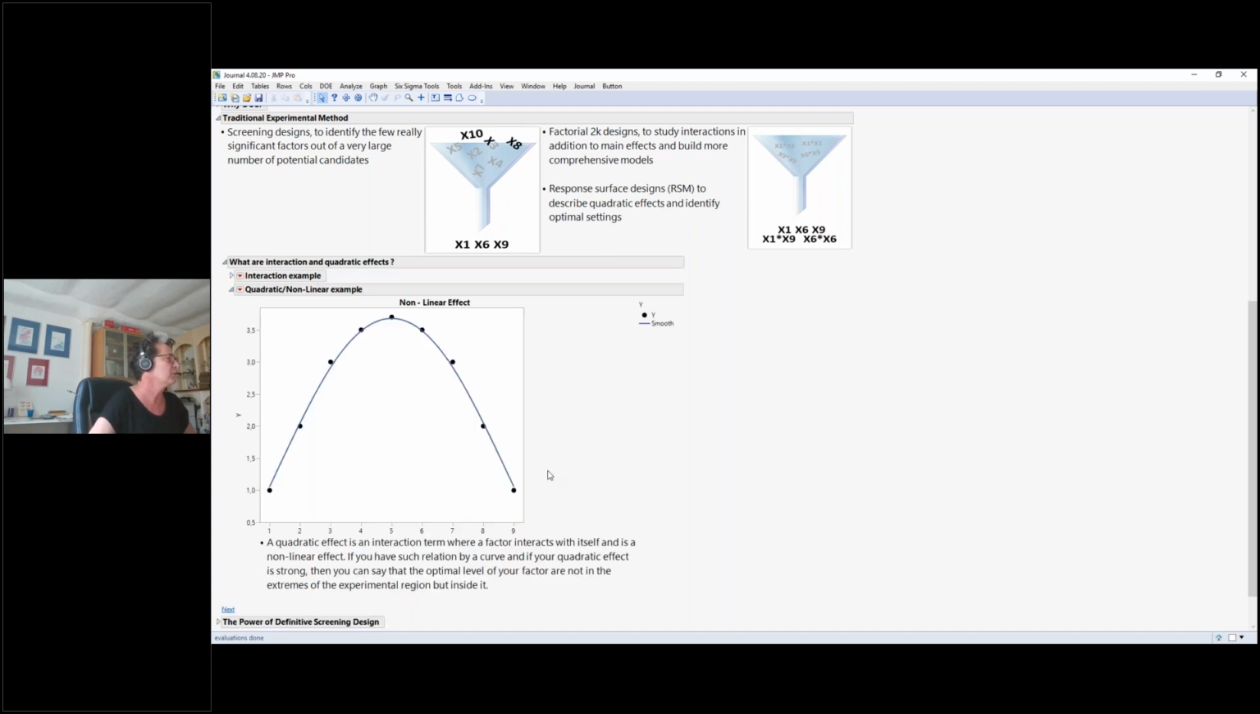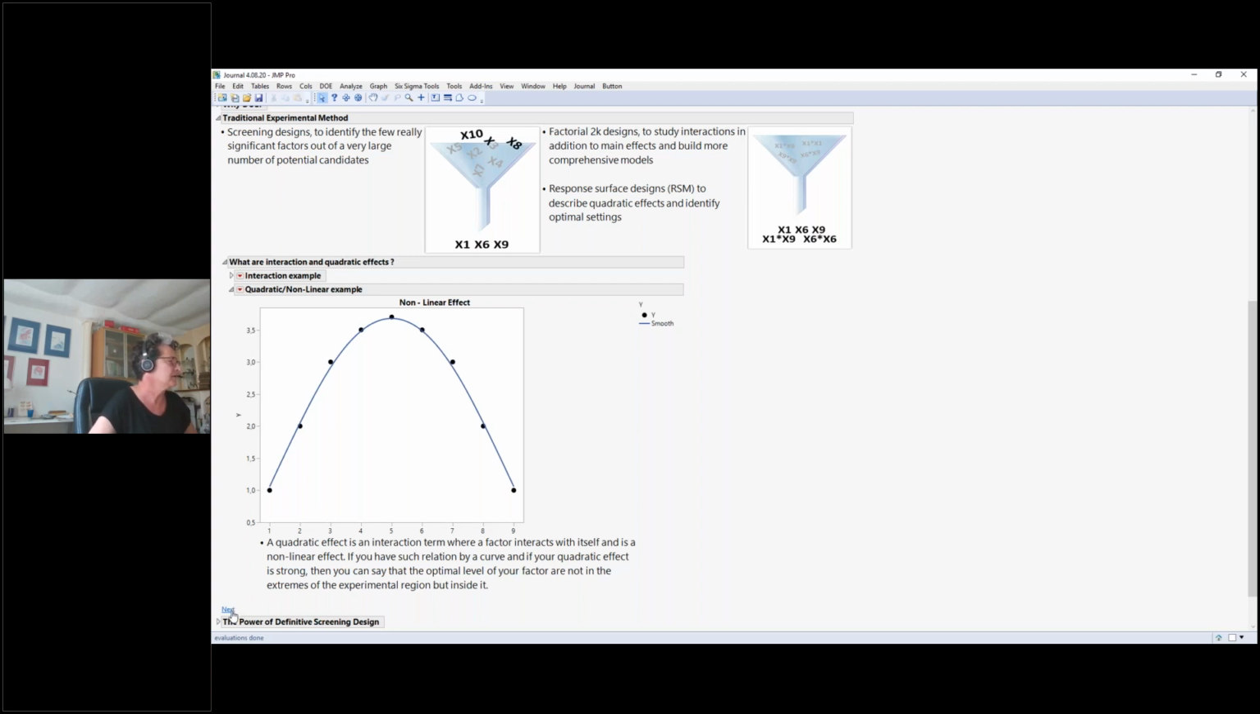What is a quadratic effect or a nonlinear effect? It is what you can see here. A quadratic effect is an interaction term where a factor interacts with itself, and it is a nonlinear effect. If you have such a relation by a curve, and if your quadratic effect is very strong, as in this case, then you can say that the optimal level of your factor is not in the extremes of the experimental region, but inside it, like here.